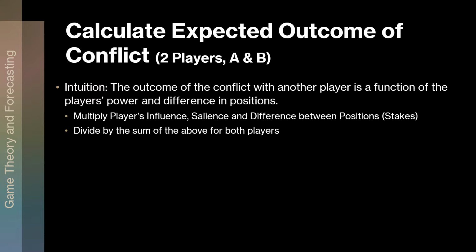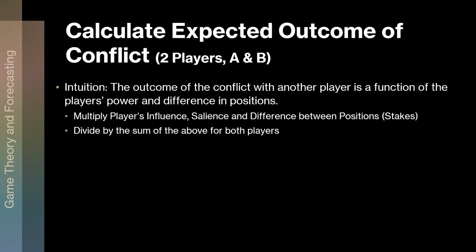Important thing here, we aren't just looking at capabilities. We are factoring in how much they care about the issue and what's at stake. So we're going beyond just a capabilities estimate into intentions, if you will. To figure this out, you just multiply the influence times the salience times the difference in positions between the two players. All of these things are easy to do, really. And then you divide by the sum of both.